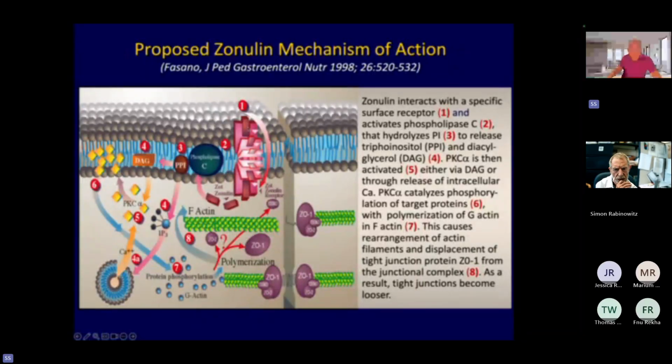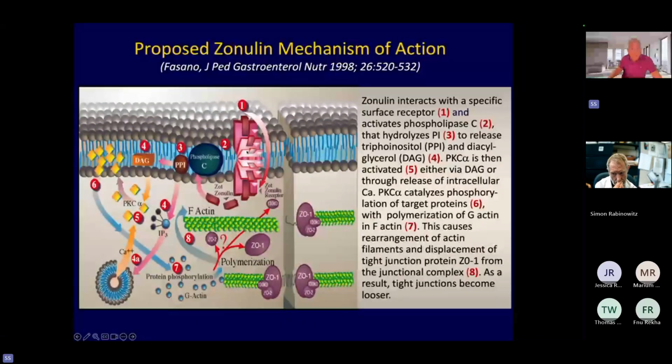So here again, zonulin interacts with a specific surface receptor and through a variety of metabolic circumstances ends up with the opening of the tight junction. And that's how this fragment of gluten is able to enter the mucosa and the submucosa.